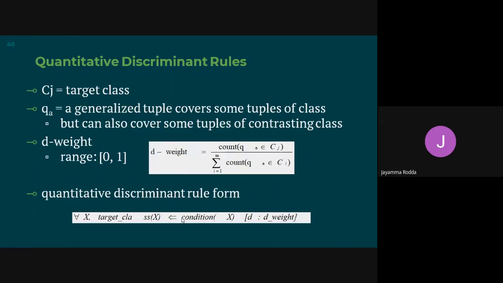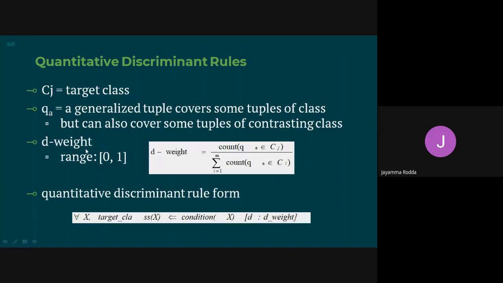Okay. So here, in order to make that presentation versatile, they are going to use the quantitative discriminant rules. So here CJ means the target class, QA means a generalized tuple.